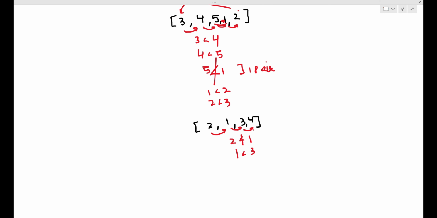Now 3 is less than 4. That is also true, right? And is 4 less than 2? No, 4 is not less than 2. 4 is greater than 2, that we all know, right? Now, if we see, there are two pairs which are not following the order. Here we have two pairs.